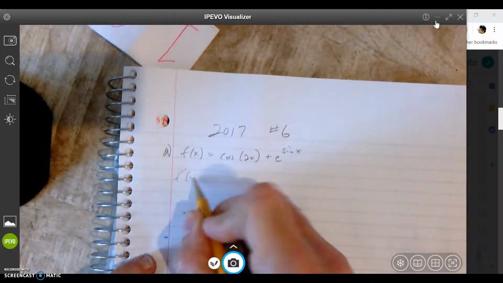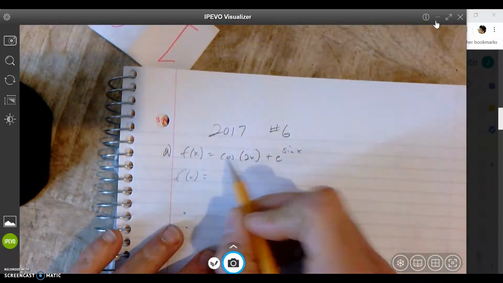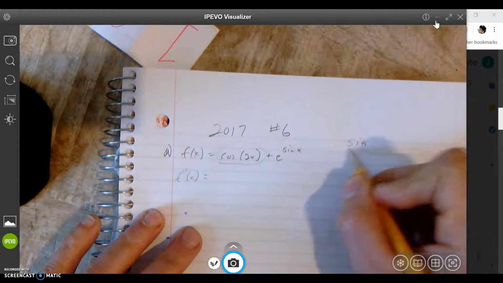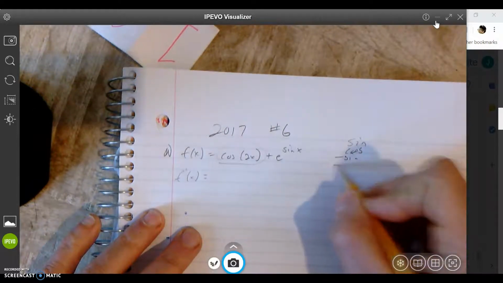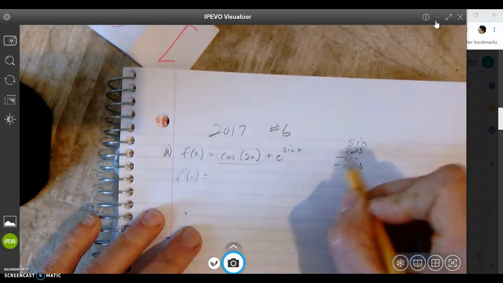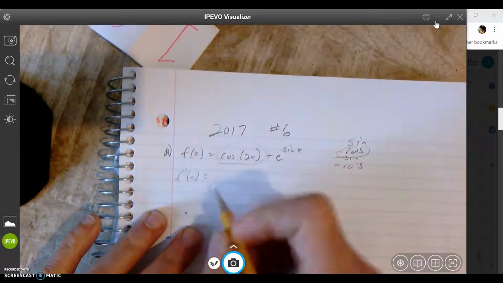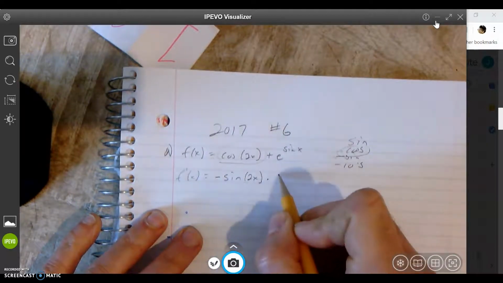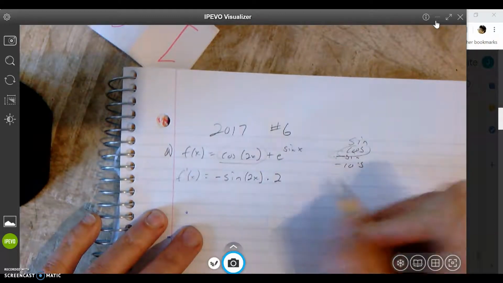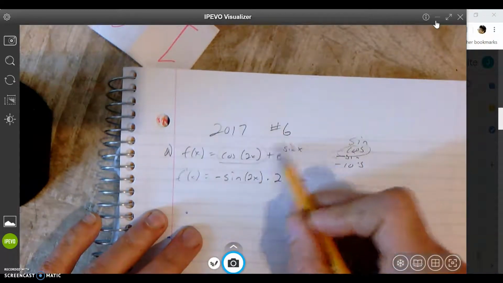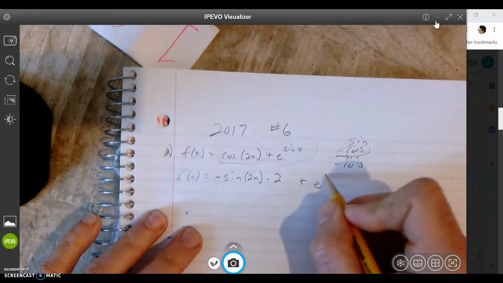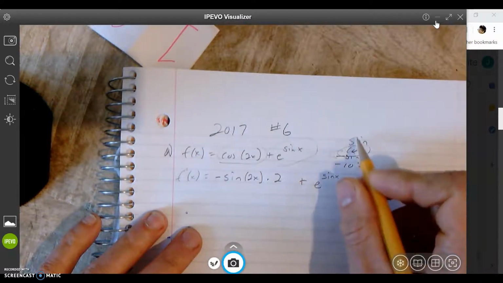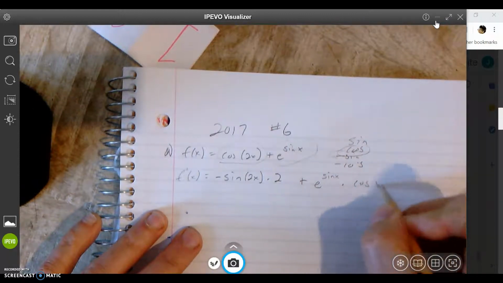So, f prime of x equals cosine of 2x. So this part's going to be a chain rule. So sine, cosine, negative cosine. So the derivative of cosine is negative sine. So I got negative sine, keep the inside, times the derivative of the inside. The derivative of 2x is 2. Cool. Plus. Now to find the derivative of this e function, you always just copy it down first, times the derivative of the exponent. The derivative of the exponent, the derivative of sine, is cosine of x.